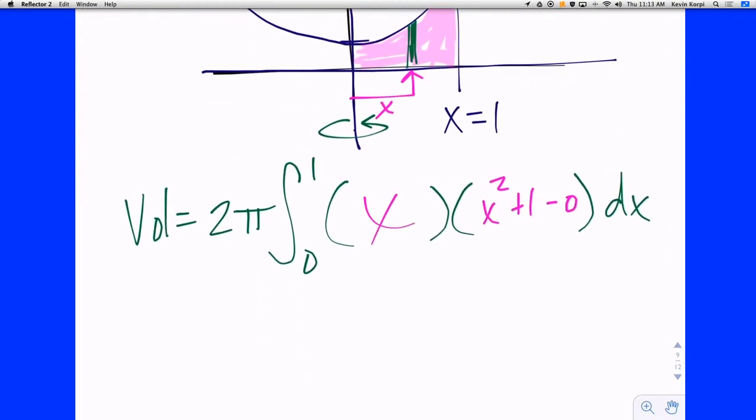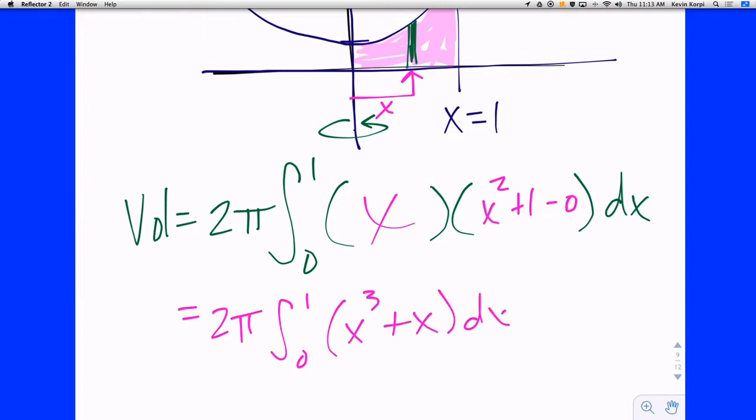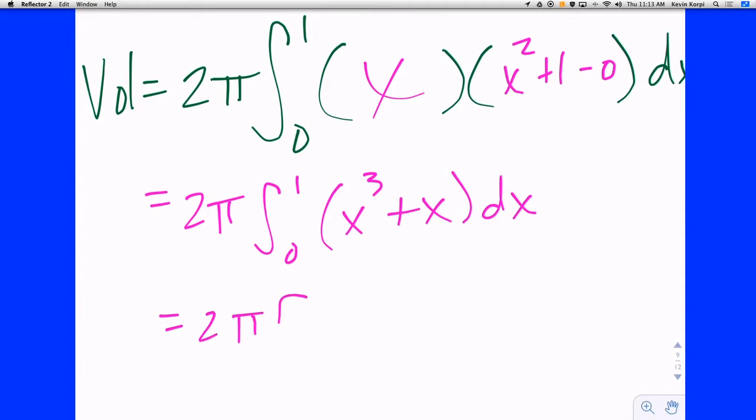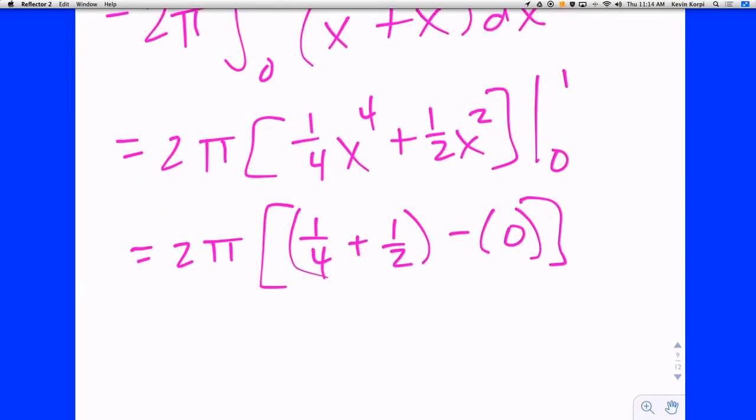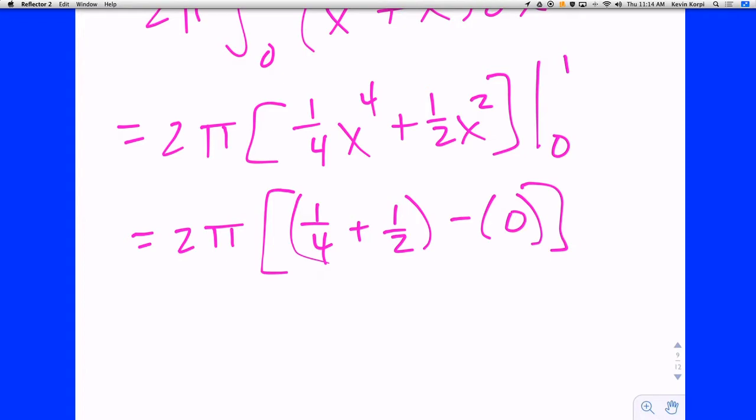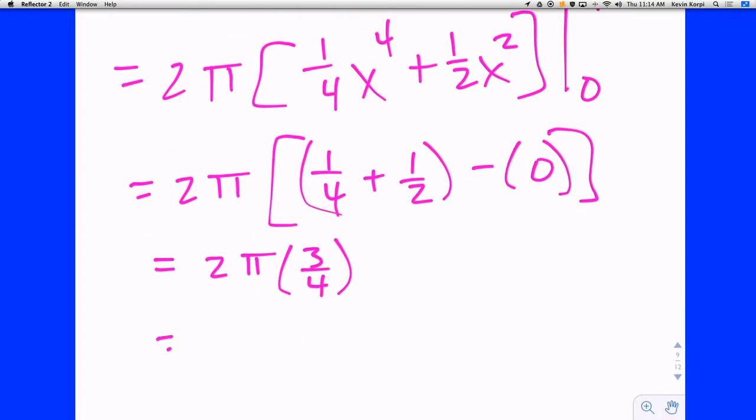So there's your setup. We'll go ahead and evaluate this one. It's easy enough. If you distribute, you get x cubed plus x dx, and 2 pi goes for the ride: 1/4 x to the 4th plus 1/2 x squared from 0 to 1. And we get 1/4 plus 1/2 minus 0. 1/4 plus 1/2 is 3/4. So we got 2 pi times 3/4. And that ends up being 3 pi halves.